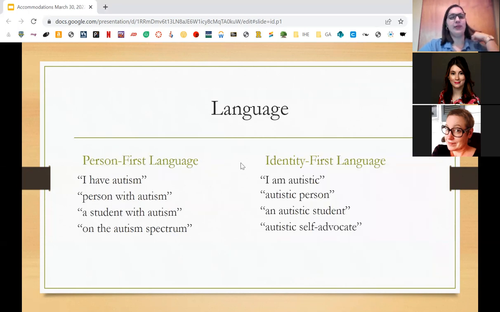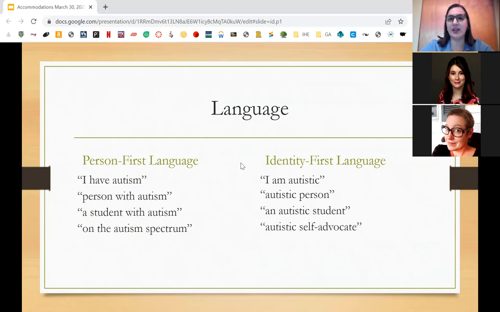So I talked a little bit before about person first versus identity first language. Both are appropriate ways to talk about individuals on the autism spectrum, and it depends on the person's preference. Some individuals prefer person first language and some prefer identity first language. A lot of other disabilities choose to use person first language.